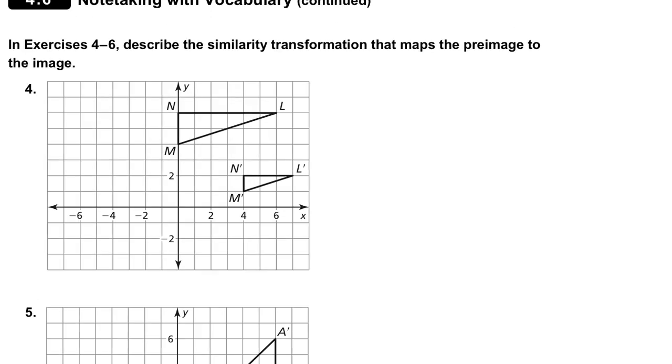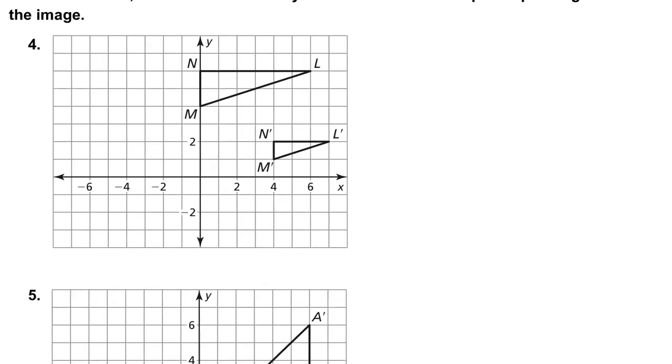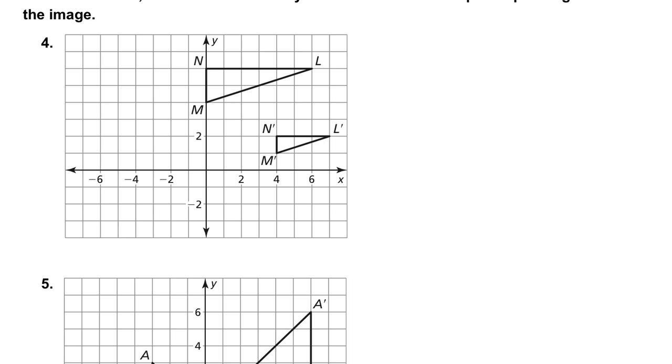Now we want to describe these. The big thing is we want to just look for two things. And my strategy here is to write down the original points and then the ending points. Let's figure out what happened. So I really just need to focus on any 2 points. I don't have to do all three. So I'm going to pick N and let's say M.